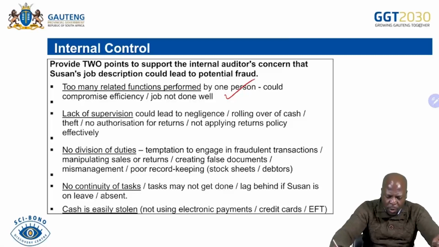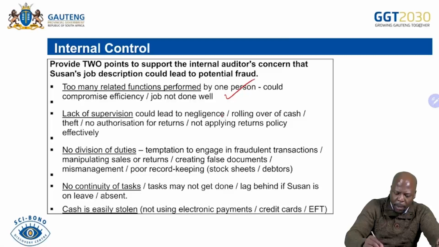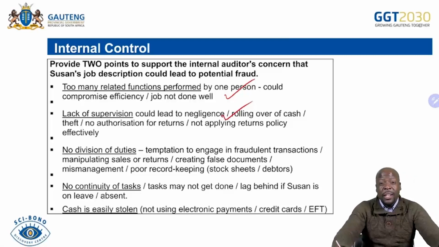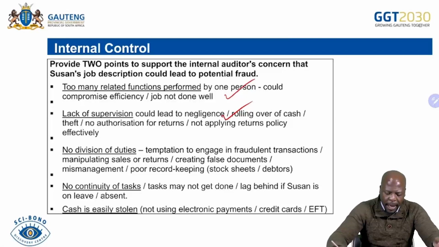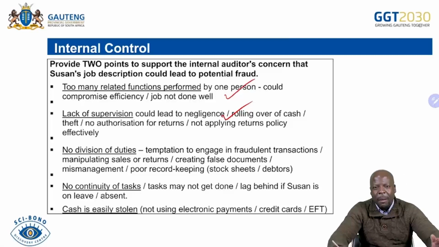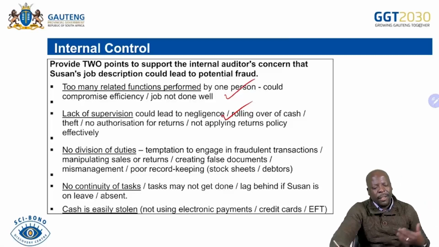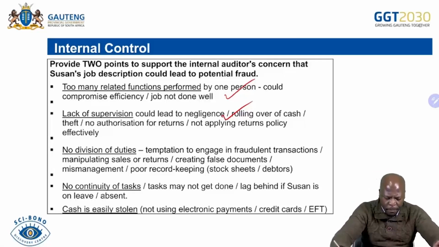Lack of supervision could lead to negligence. Negligence is when people don't pay due diligence to what they are doing. So lack of supervision will lead to negligence and rolling over of cash. That is the theft of cash, as there is no authorization for returns and not applying returns policy effectively. Remember, she is the one who received the returns and then issues the credit notes as well. So there's lack of supervision in that aspect.